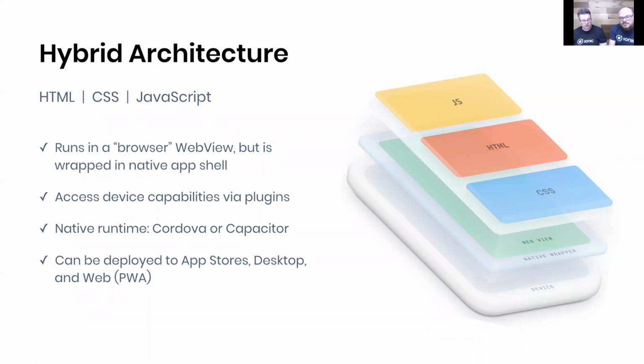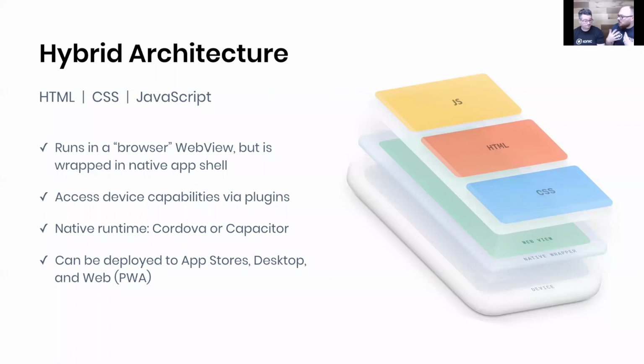There are a couple of native runtimes and the technology behind this, Cordova, and most recently, Ionic's Capacitor project. This is what powers that bundling and deployment to app stores, desktop with Electron, and of course, progressive web apps. Most of what we're going to be talking about today, if you look at that picture on the right, you've got your JavaScript, your HTML, your CSS, that's the code you're writing, running in that green web view right under it. And that native wrapper is the part that allows you to have access to native functionality.